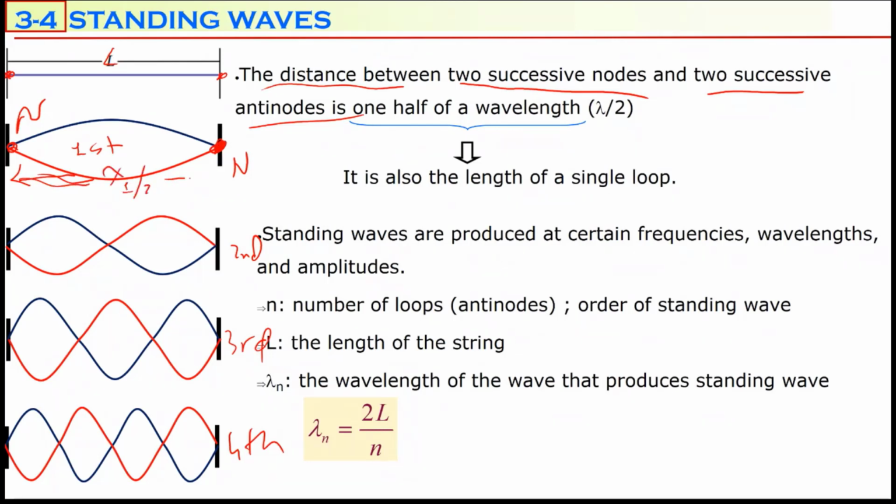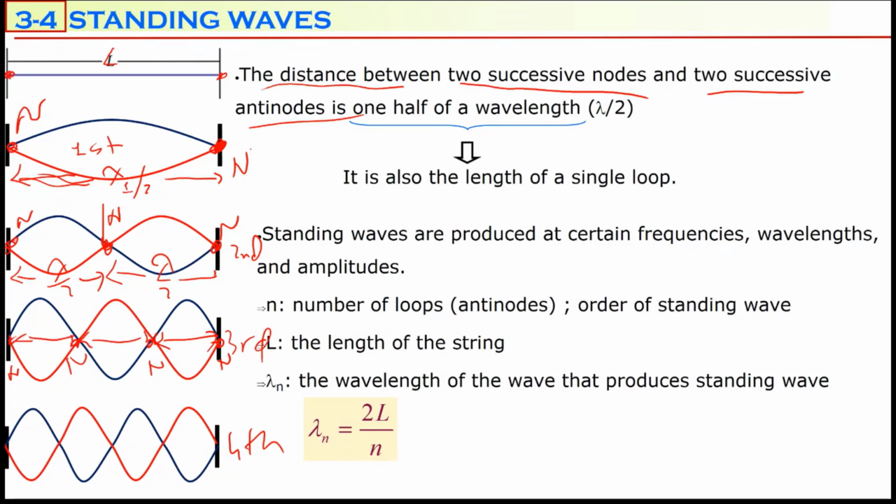Lambda over 2. This is a node. This is another node. This is one more node. Again, the separation between them is lambda over 2. This is lambda over 2. That is also lambda over 2. Node, node, node, node. There are 1, 2, 3, 4 nodes. Again, the separation between nodes is lambda over 2.